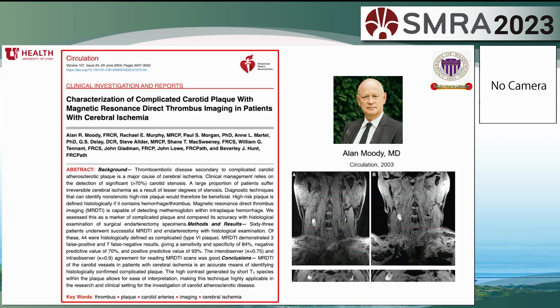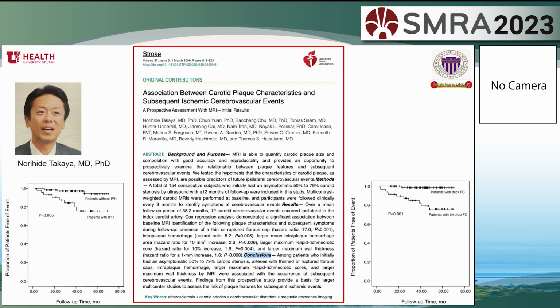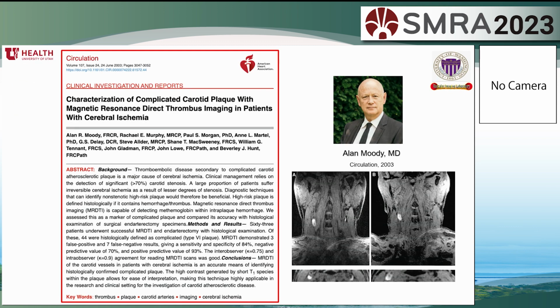And then another work, and this is by Dr. Alan Moody, who at the time was at Nottingham and then moved to Toronto. And they published a paper in Circulation. At the time, they called this direct thrombus imaging. Basically, it's the so-called bright signals on T1 weighted imaging. This essentially translates into the intraplaque hemorrhage we have actually observed before, and with also those matching histology.